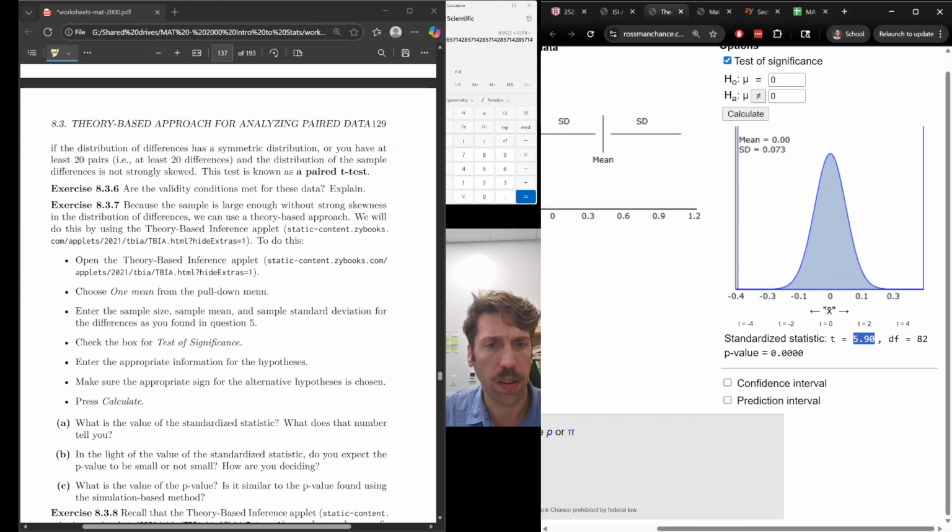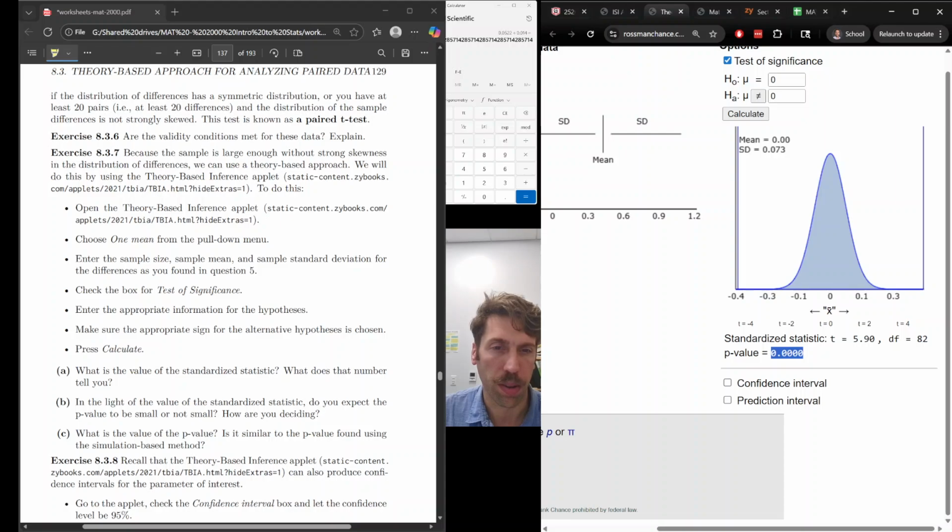All right, in light of the value of the standardized statistic, do you expect the p-value to be small or not small? How are you deciding? Well, remember how strength of evidence works: as the standardized statistic gets really big, we have stronger evidence, and as the p-value gets really small, we have stronger evidence, and so it makes sense that the p-value is that. Okay, what is the value of the p-value? Is it similar to the p-value found using the simulation-based method? Mine is. Maybe, so tell me whether or not yours is the same.